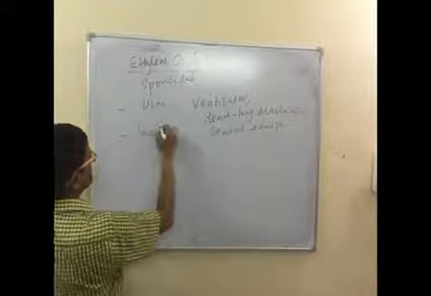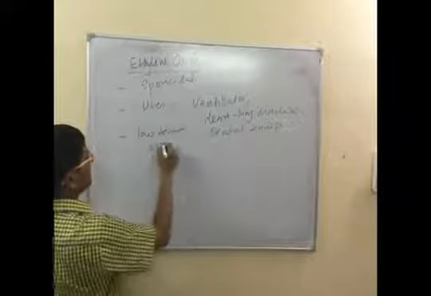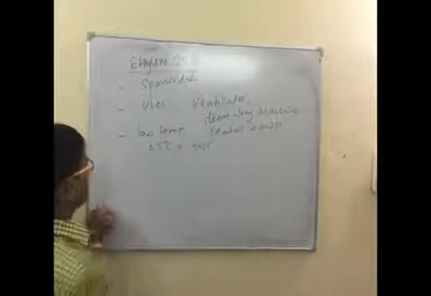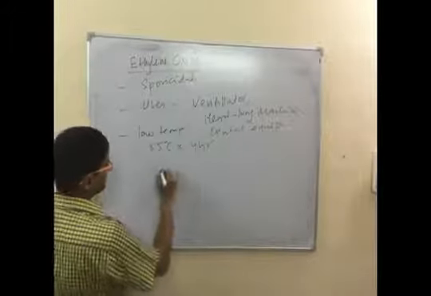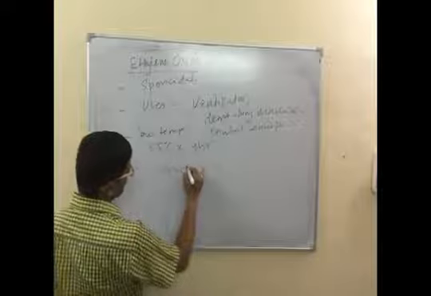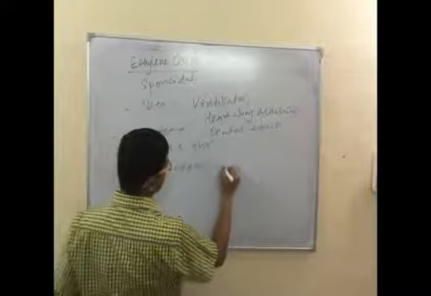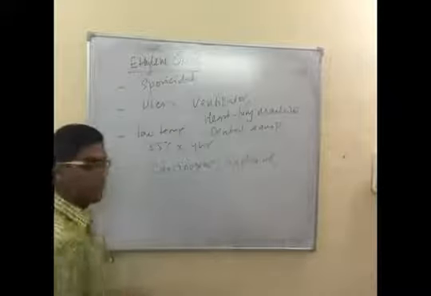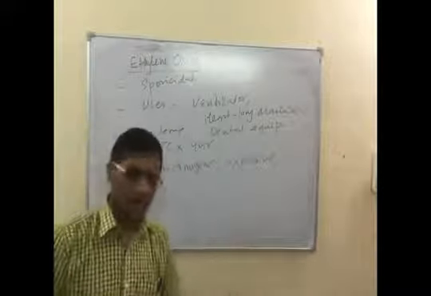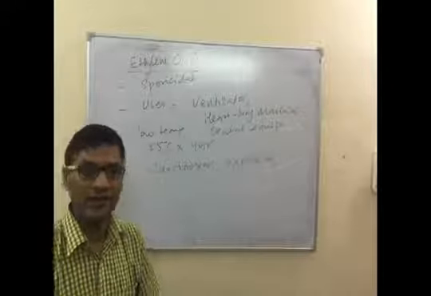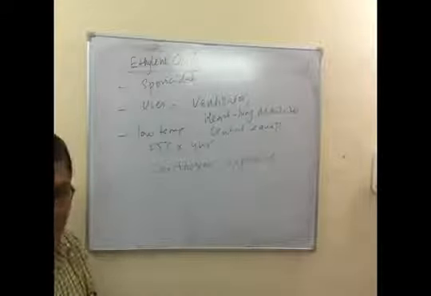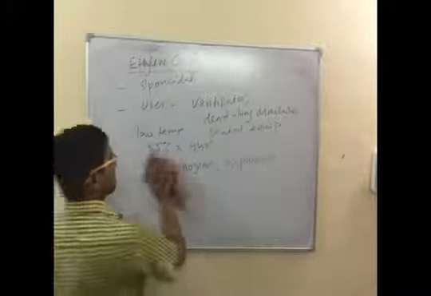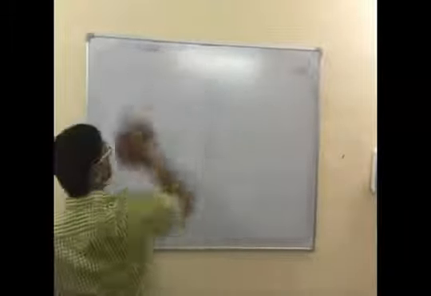Here also low temperature is maintained, around 55 degree centigrade for 4 hours. And ethylene oxide, again they say that it is carcinogenic. The drawback is it is carcinogenic as well as it is explosive. Hence it is always mixed with hydrogen, helium and other inert gases to make it less explosive.